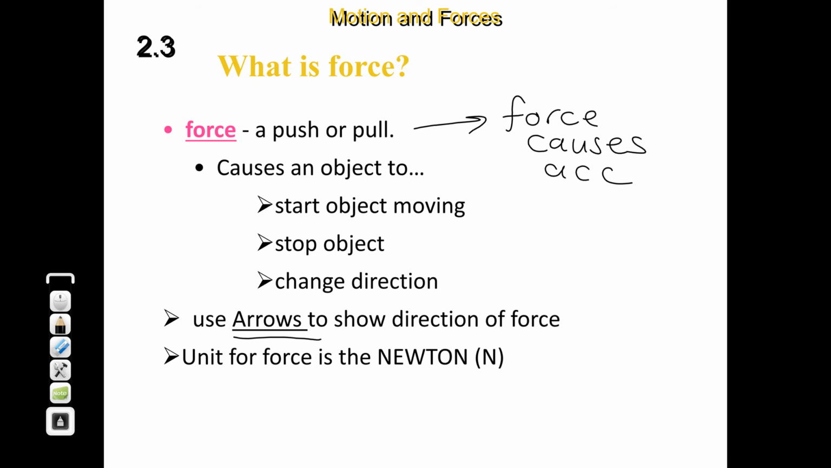You will see that we like to use arrows to show the direction of force. We're going to draw what are called little free body diagrams at times to say which way a force is making that object go. And then the unit for force is called the Newton, capital N, after Isaac Newton. So again, a force is a push or pull. We're going to identify later on different types of forces, like weight, but first, we're going to get into Newton's laws pretty soon.